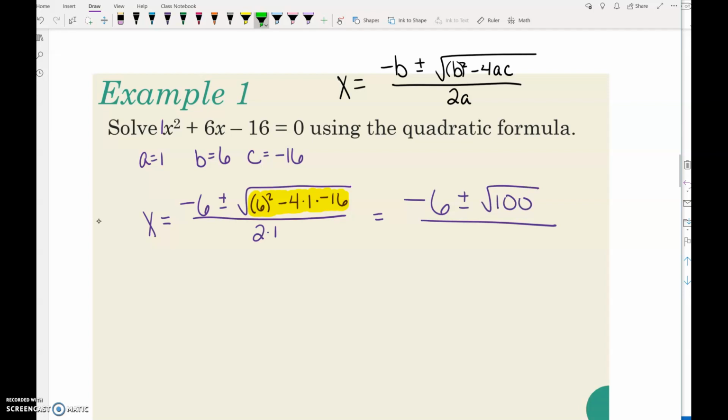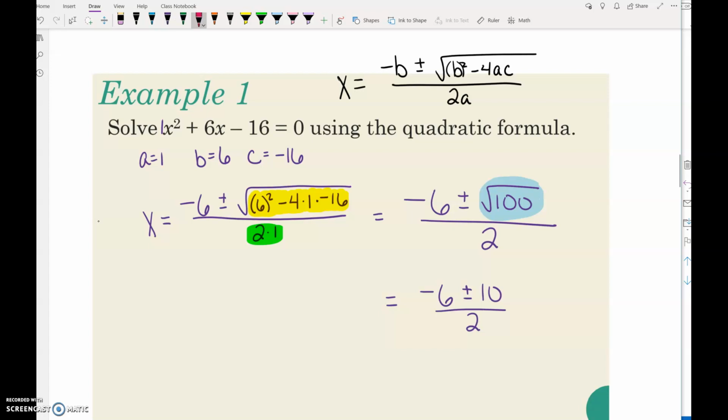The next thing that I do is I multiply whatever's on the bottom. So 2 times 1 is 2. If you can do this square root, take that square root. If it's a number that isn't a perfect square, you would need to simplify that square root. So do something with the square root next. I know that the square root of 100 is 10. So this is negative 6 plus or minus 10, all divided by 2.